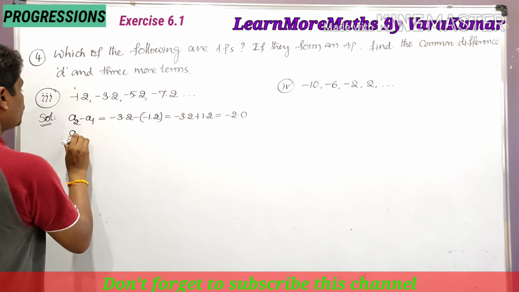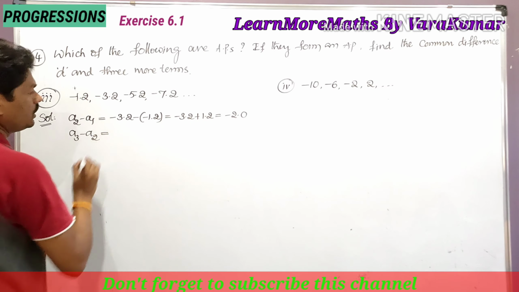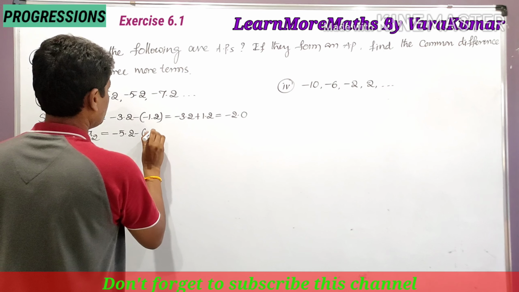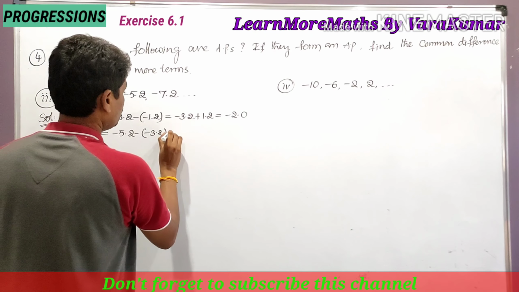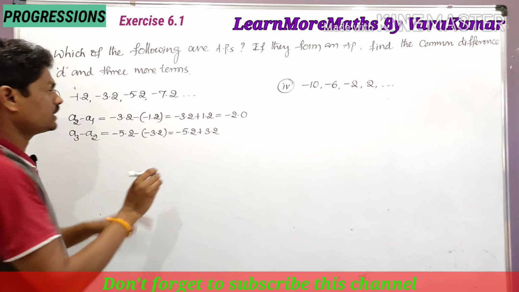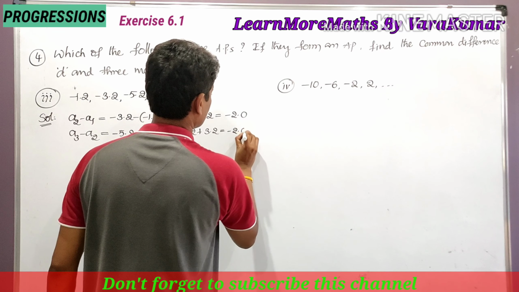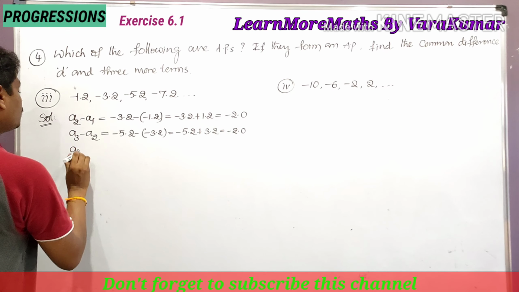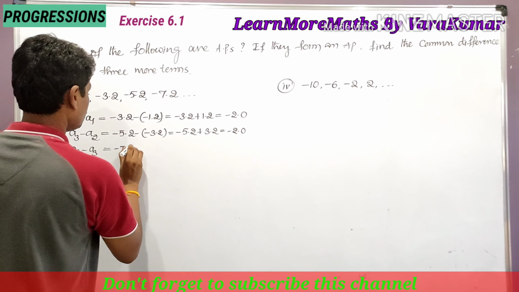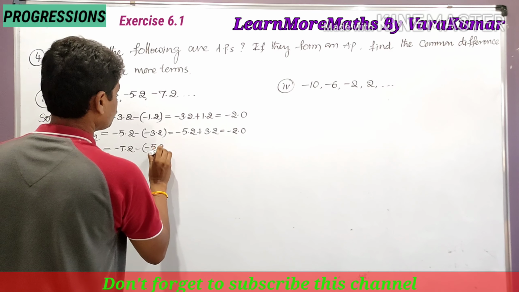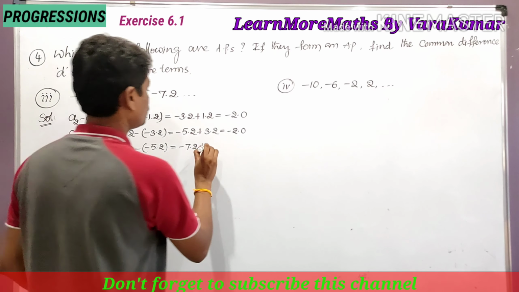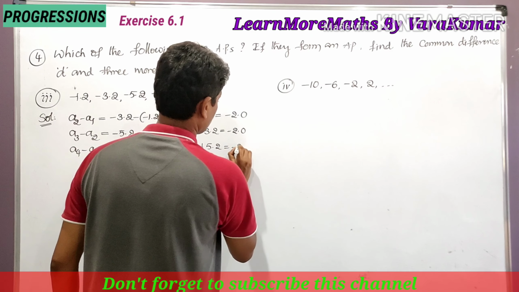In the same way, you have to find A3 minus A2, that is -5.2 minus A2, which is -3.2. It becomes -5.2 plus 3.2, minus into minus is plus, again it is -2.0. In the same way, A4 minus A3 is equal to: A4 is -7.2 minus A3, which is -5.2. Here minus into minus is plus 5.2, again we get -2.0.